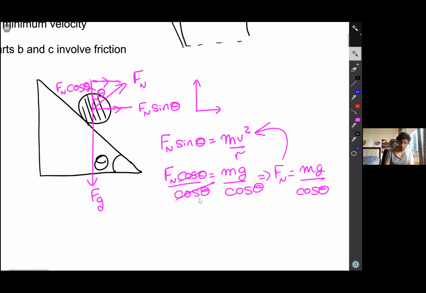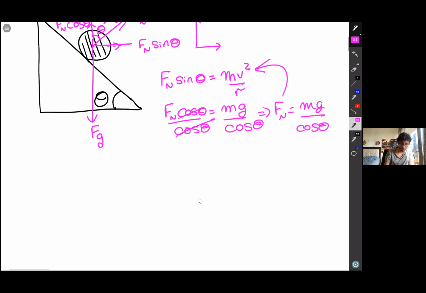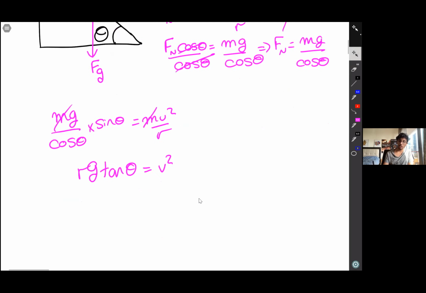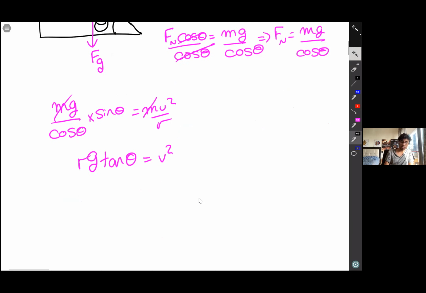So I get Fn, which is mg over cos theta, times sine theta, equal to mv squared over r. The m's cancel out, and sine theta over cos theta is tan theta. So g tan theta is equal to v squared over r. Take r to the other side: v squared is equal to rg tan theta. Finally, v equals the square root of rg tan theta. And that's the velocity without friction.